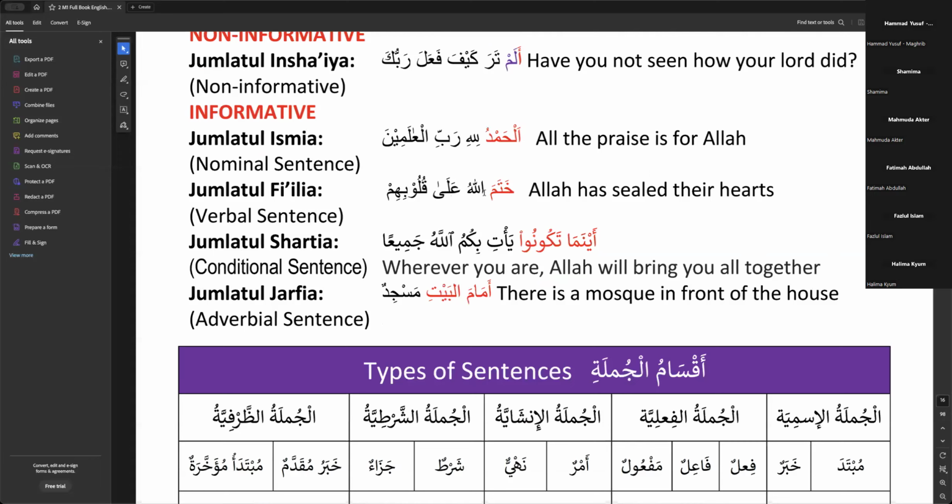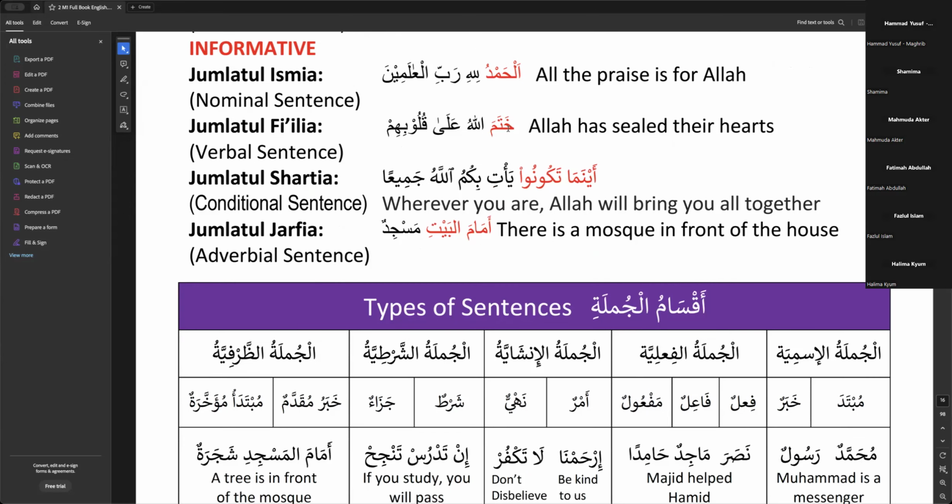so what do we call this jumla? Jumlatul fi'liya, correct. So you are getting the message now. Alhamdulillah. Ala qulubihim. Allah has sealed their hearts. Khatama means sealed, okay?